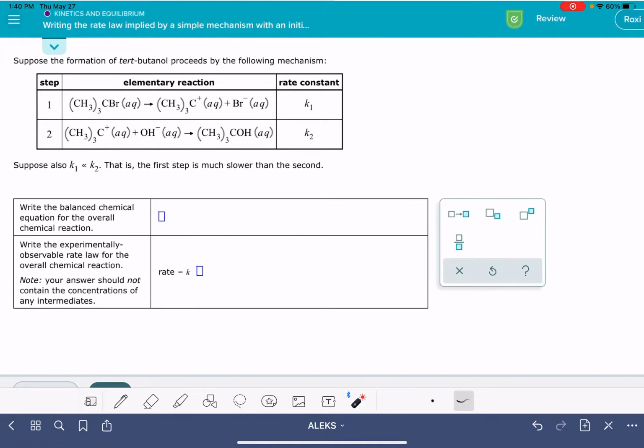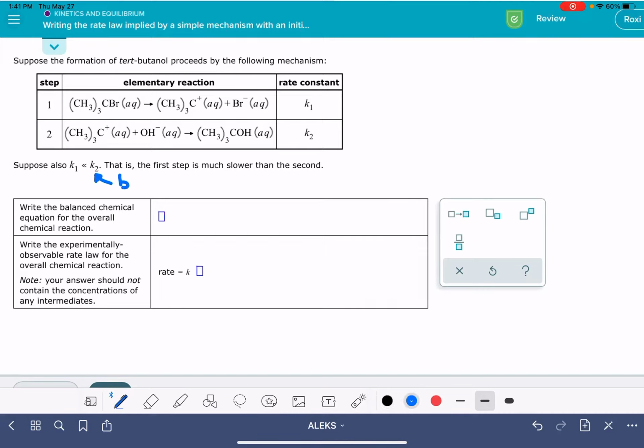In this video, I'll show you how to solve the ALEKS problem called writing the rate law implied by a simple mechanism with an initial slow step. This is giving us two elementary steps for an overall reaction. It's telling us for these two steps that the rate constant K1 is much smaller than the rate constant K2.